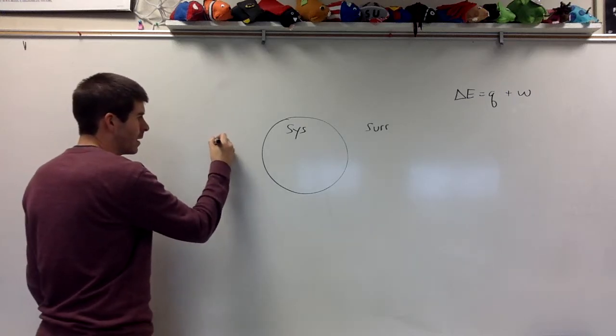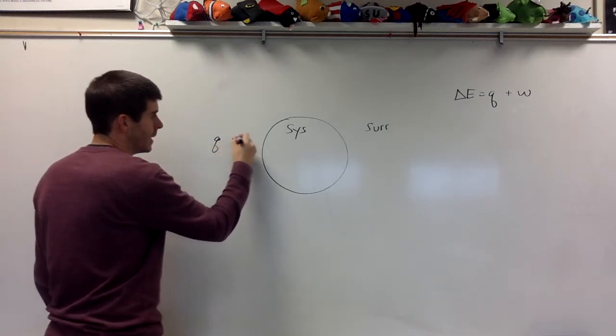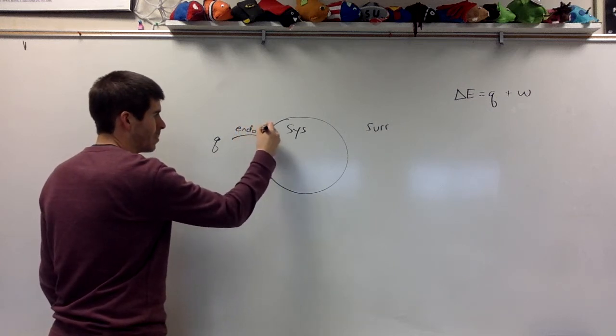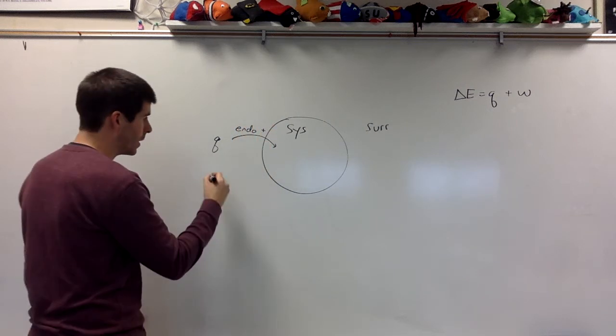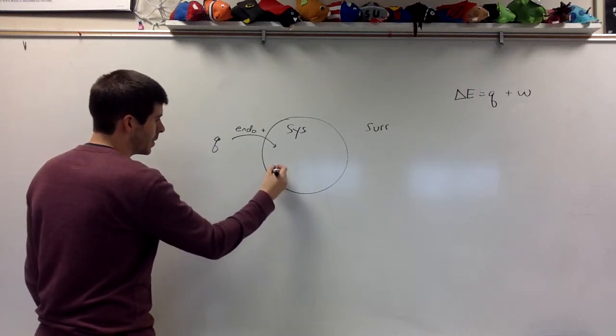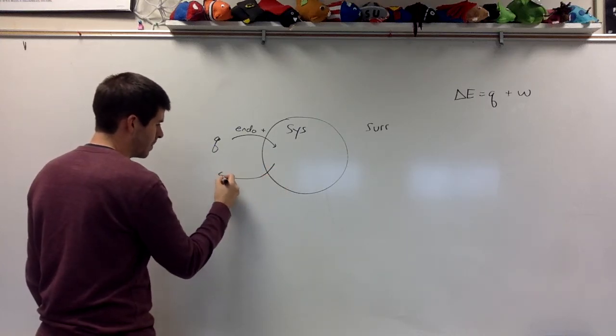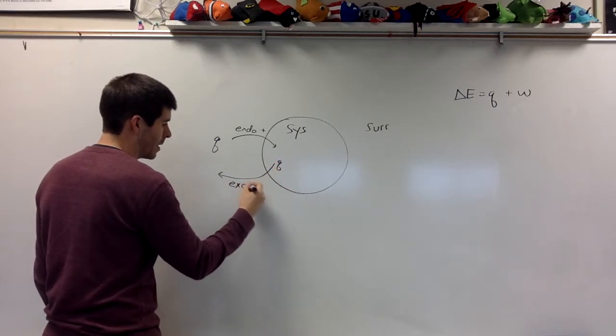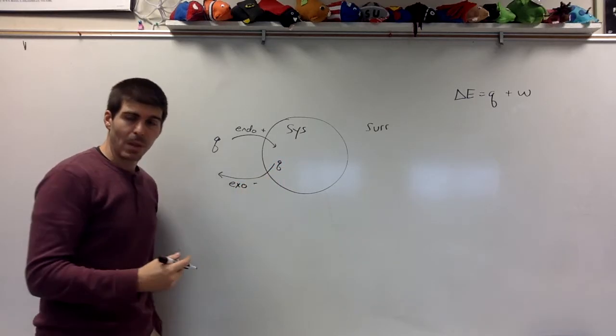And we can say that heat going into the system is going to be endothermic, and that is a positive value. We can also see heat going out of the system, and that's going to be exothermic, and that's going to be a negative value.